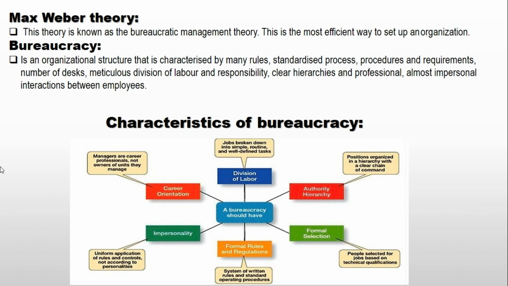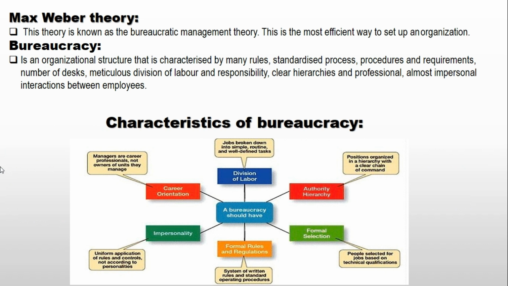So the last theory, which is the Max Weber theory, is known as the bureaucratic management theory, that is the most efficient way to set up an organization. Bureaucracy simply means an organizational structure that is characterized by many rules, standardized processes, procedures and requirements, numerous desks, meticulous division of labor and responsibility, also clear hierarchies and professional, almost impersonal interactions between employees.